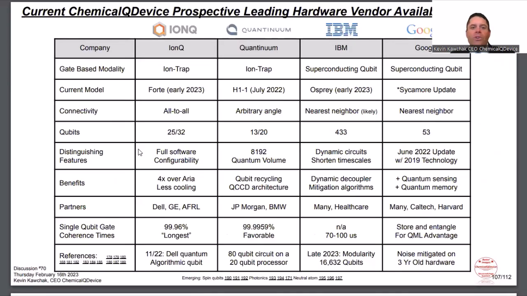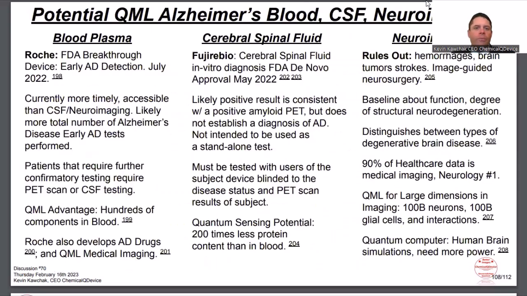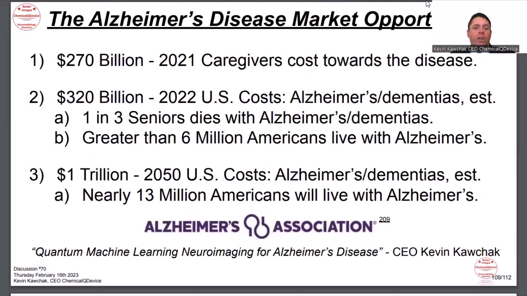an ear out too. And then, between the two that you'll hear about most in the news that have had articles and big journals, it's ion trap and superconducting qubit. And then this is a breakdown between plasma, cerebrospinal fluid, neuroimaging.